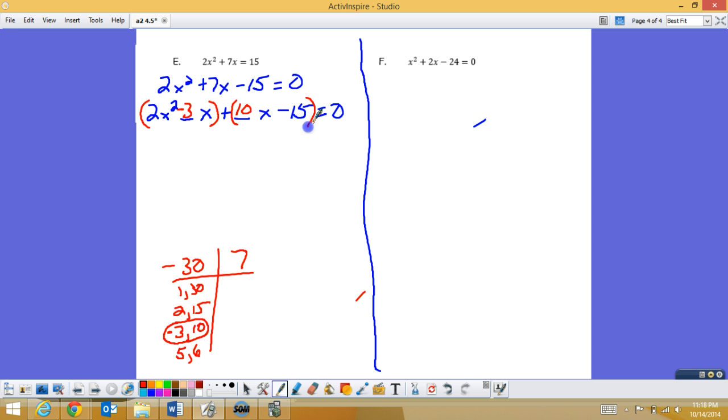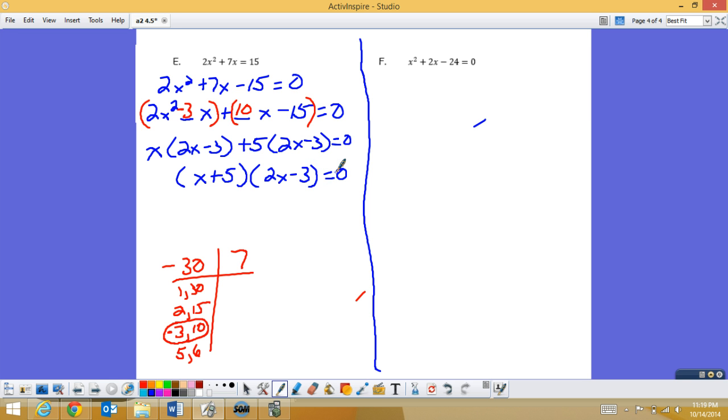So we're going to group the first two, group the last two. This one we can take out an x since nothing goes into 2 and 3. So we'll have 2x minus 3 left. We want 2x minus 3 here, so we need to factor out a positive 5. So we've got our two sets of parentheses, x plus 5 and 2x minus 3.